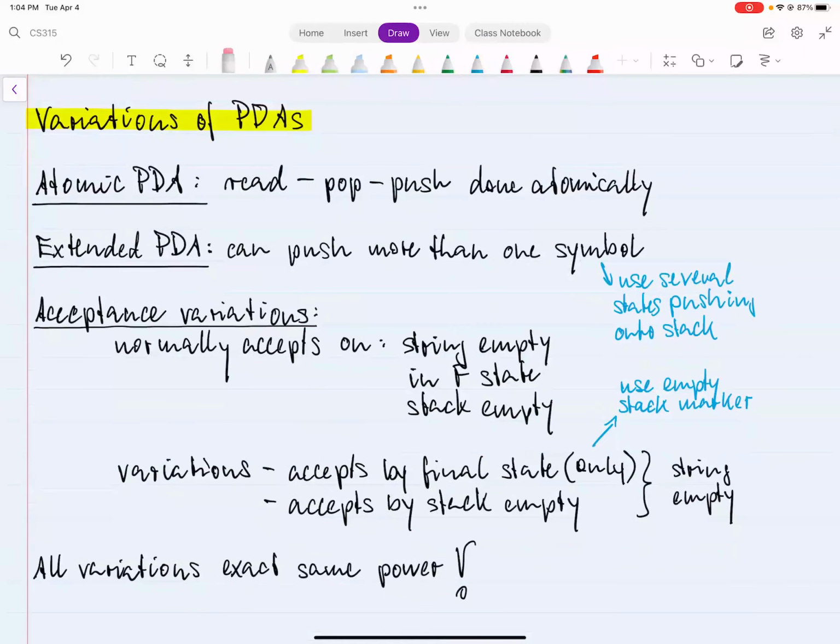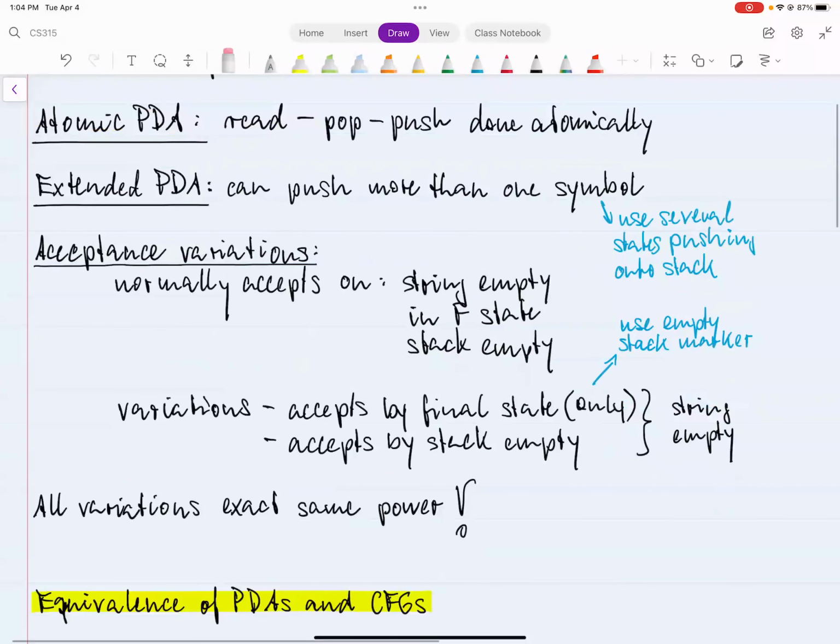However, depending on your preferences for intellectual challenges or whatever, I mean, there's no question, you cannot give up the string being empty. In order to be able to accept the string, you need to fully consume it. There's no question about that, okay? But you can kind of dilute the other requirements. So one variation is that you accept by final state only.